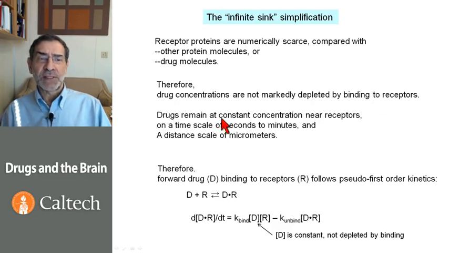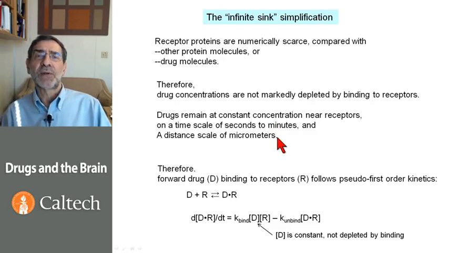Another way of saying this is that drugs remain at constant concentration near receptors, at least on a time scale of seconds to minutes and a distance scale of micrometers. Now, on a longer time scale, of course, the body metabolizes drugs in various organs on a time scale of hours to days. And on a larger length scale, we've discussed the blood-brain barrier, and we've discussed permeation into various organs. But on the time scale we're discussing here, we can say that drugs remain at a constant concentration near receptors.